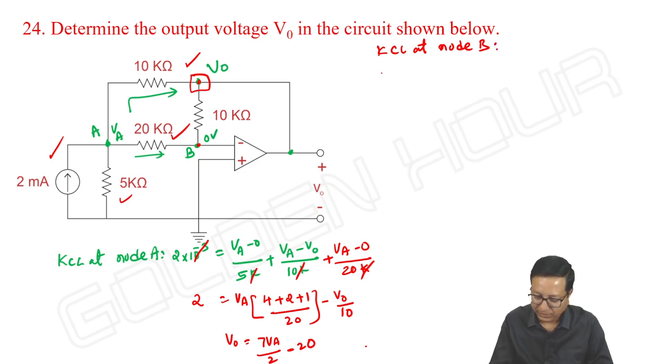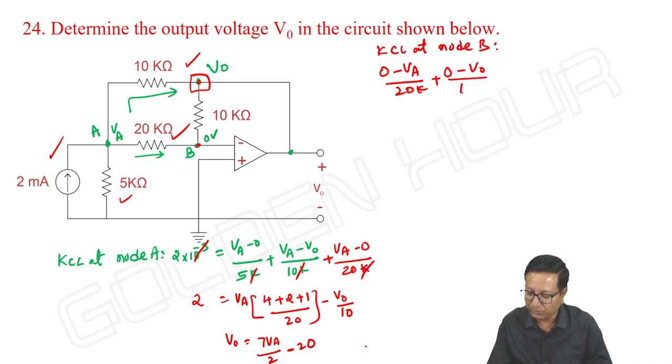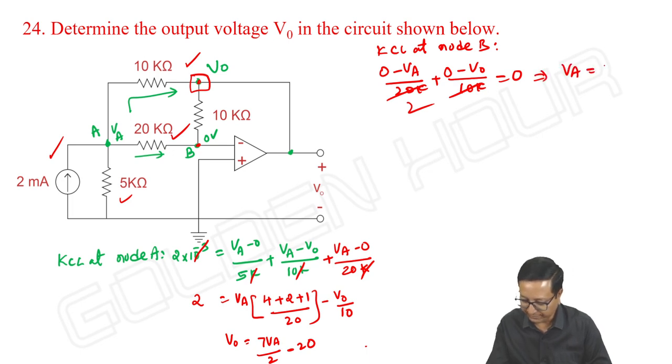KCL at node B. That is 0 minus VA by 20k plus 0 minus V output by 10k. So as far as this node is concerned, only two currents. It's like a simple inverting amplifier configuration you can see. Anyway, it is 0 minus V output by 10k is equal to 0. So it is 2 V output is equal to minus VA by 2, or VA is equal to minus 2 V output.